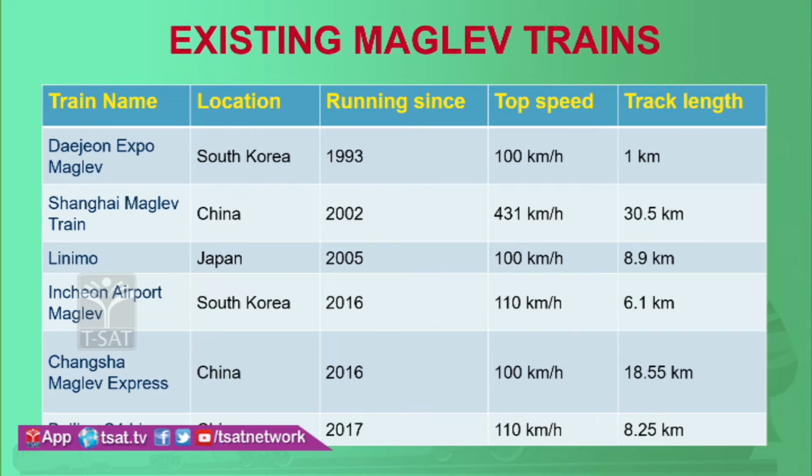Maglev trains. There are existing maglev trains such as the Daejeon Expo Maglev in South Korea, which has been running since 1993. The Shanghai maglev train, the first and fastest, in China, has been running since 2002. The Linimo in Japan has been running since 2005. The Incheon Airport Maglev in South Korea has been running since 2006. The Changsha Maglev Express, also in China, started running in 2016 and its top speed is nearly 100 km per hour. Next, the Beijing S1 line, also in China, has been running since 2017.